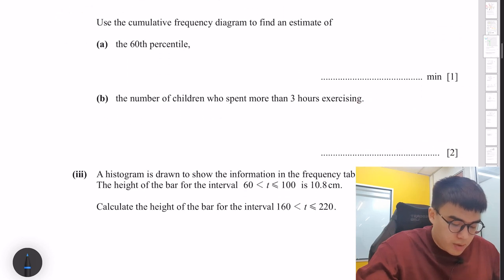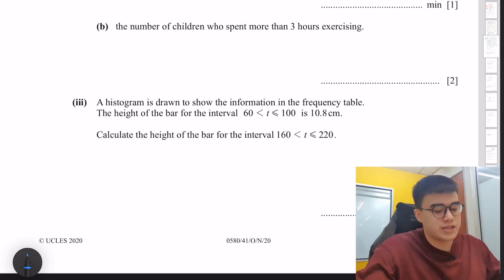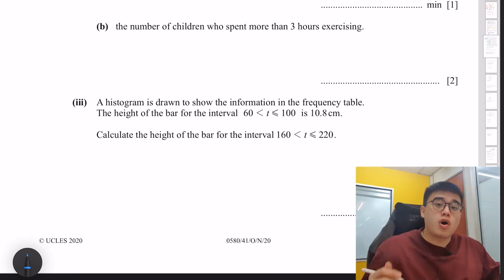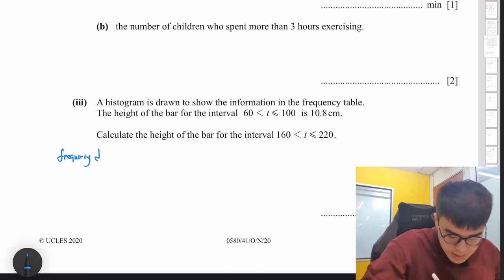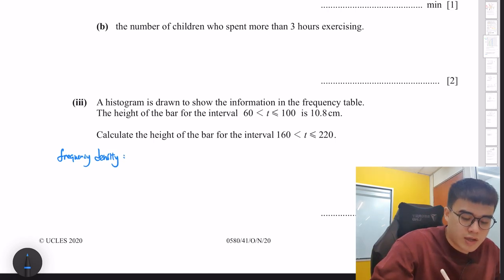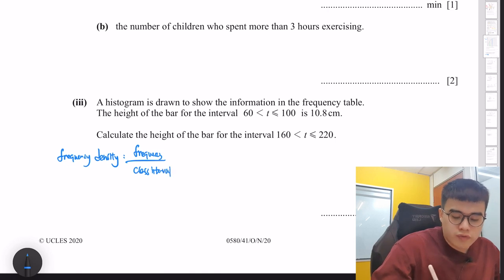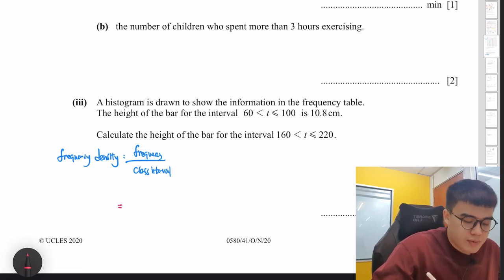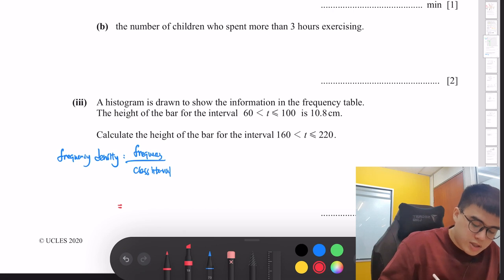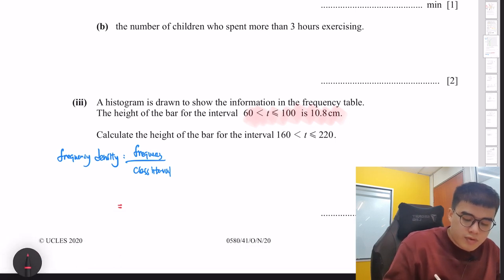Alright, so let's move on. The histogram drawn was a frequency table and the height of it. When you see height, it means they are referring to frequency density. They have a formula of taking the frequency divided by the class interval. You should always make this a practice: check what was given to us. The frequency that was given to us will be this that I shaded in red. Then referring to the question, the class interval was 100 minus 60.